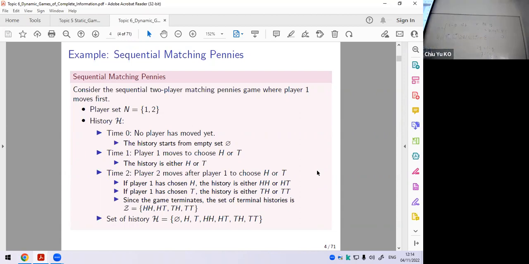So why do we need that? Because we have to define carefully, at different histories, who is going to move and what the possible actions are.